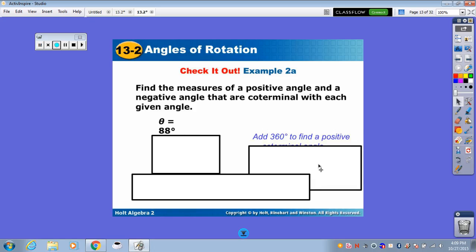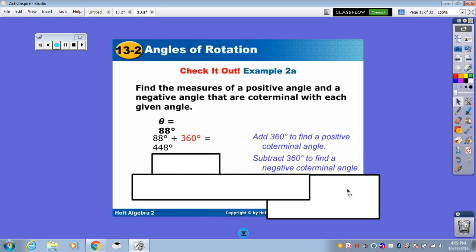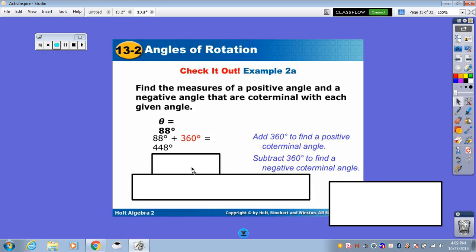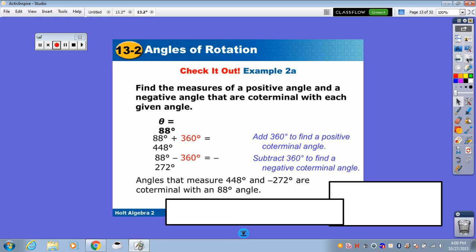Okay, first thing we do to find a positive one would be to add 360 degrees, and we end up with 448 degrees. To find the negative, we could subtract 360 degrees, and we end up with negative 272 degrees as coterminal with 88 degrees.